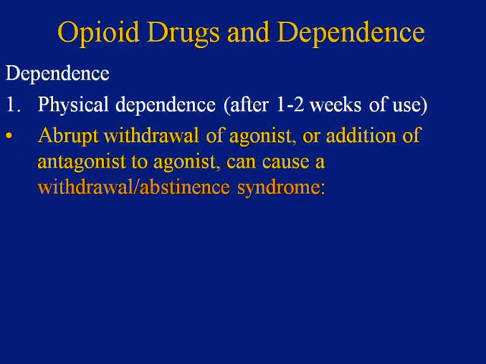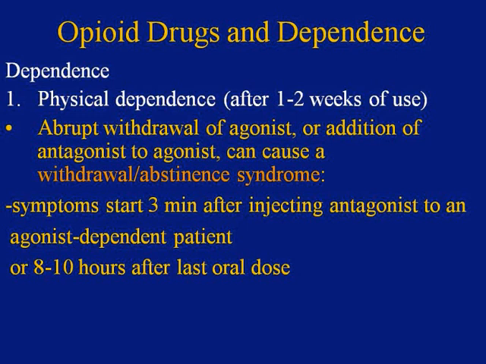There are two types. We're going to see the first type, which is physical dependence. This occurs after giving the same drug for about 1 to 2 weeks. Physical dependence is when the body gets used to the drug, and if you suddenly remove the drug, a lot of things go wrong with the body, and the patient will get what is called a withdrawal or abstinence syndrome. This can be seen if you give an antagonist to a patient who is already used to having an agonist. You give an antagonist, suddenly you lose the agonist effect. Within 3 minutes of injecting the antagonist, the patient begins to have a withdrawal syndrome.